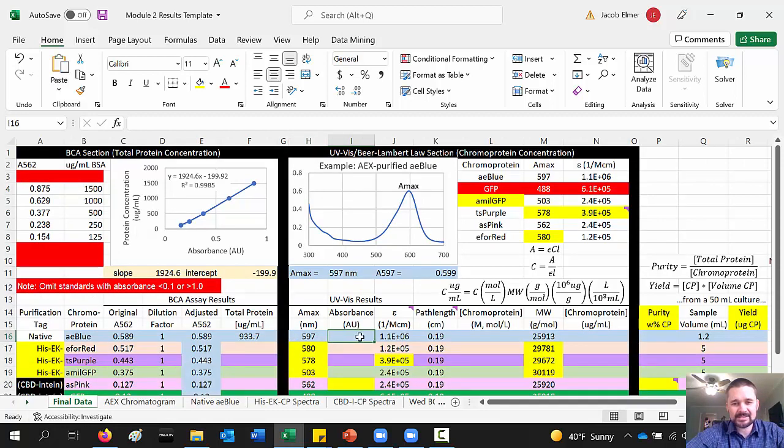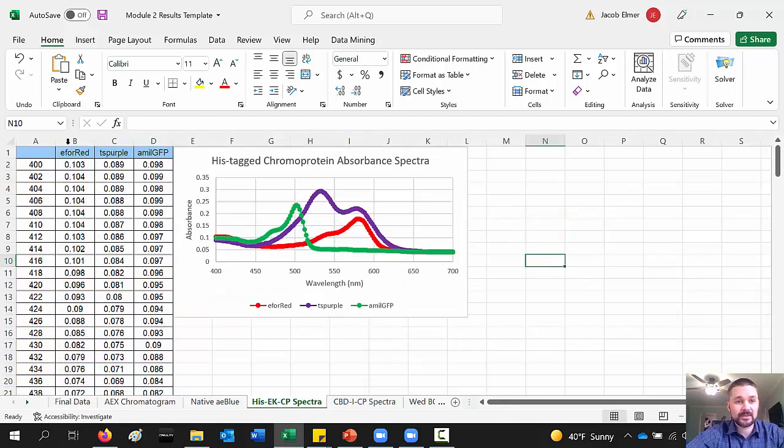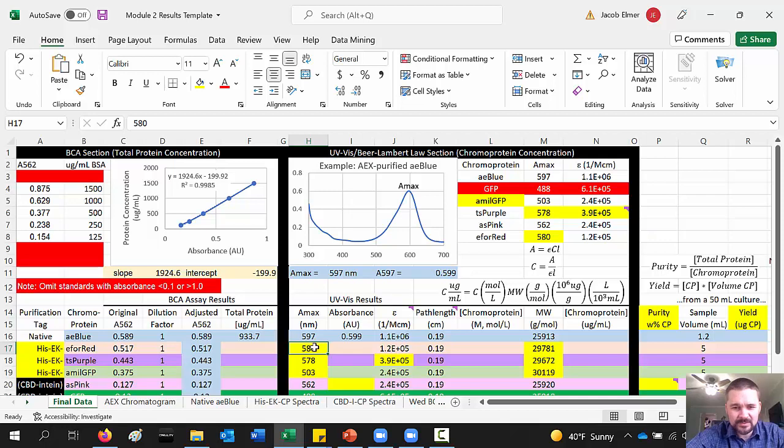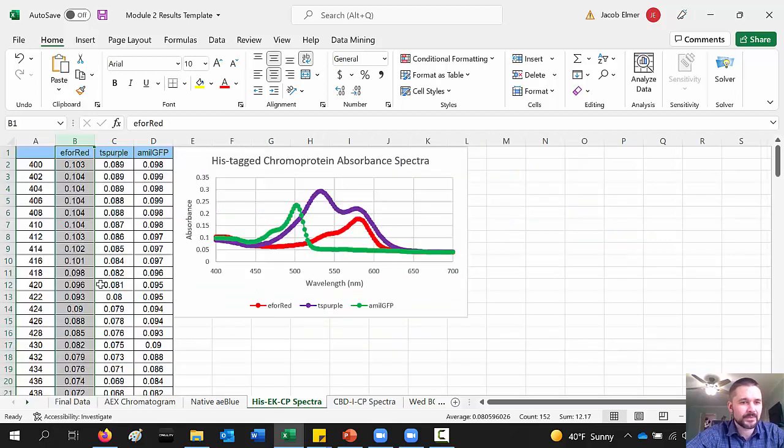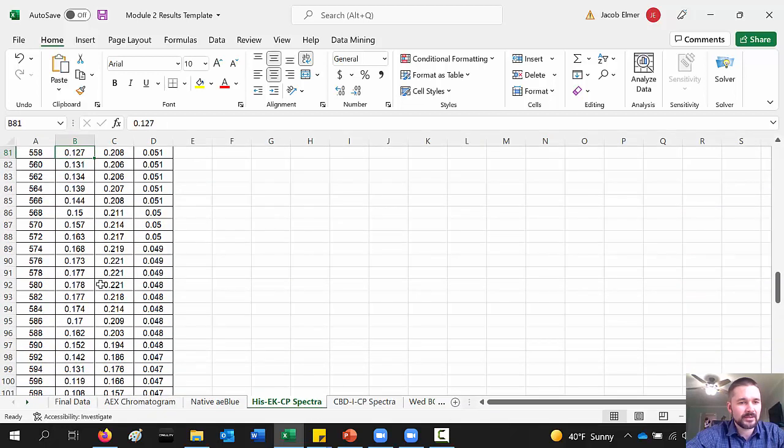So I want to put into this cell here 0.599. That is the absorbance at my absorbance maxima. If I'm talking about His EK4 red, all right, I can go over here to the His EK spectra. Here's the E4 red column. And what was it supposed to be? 580. Okay, so I scroll down, find 580, and there is my absorbance maxima for the His-tagged E4 red.